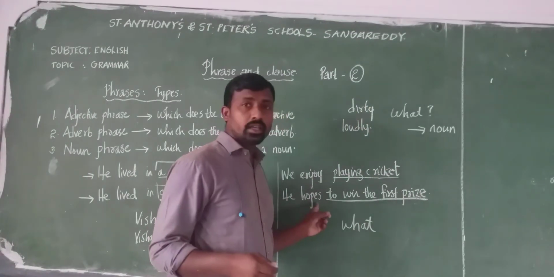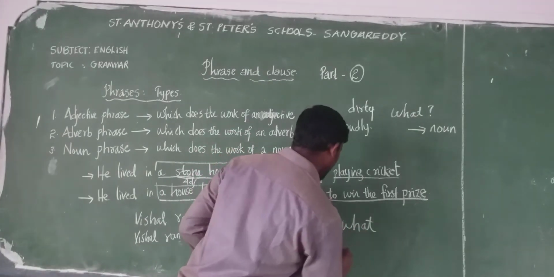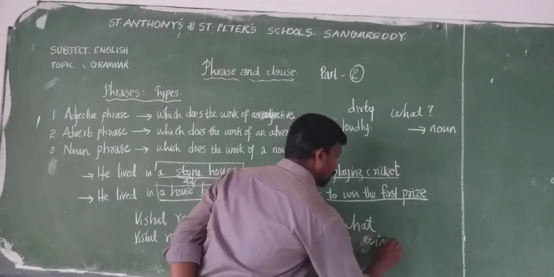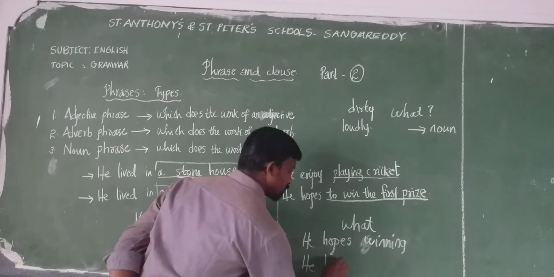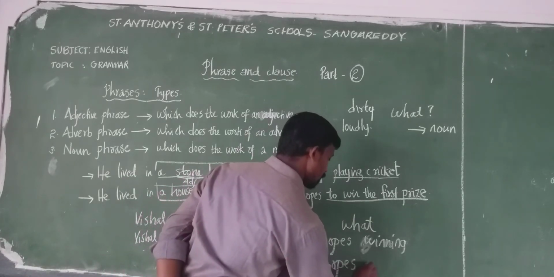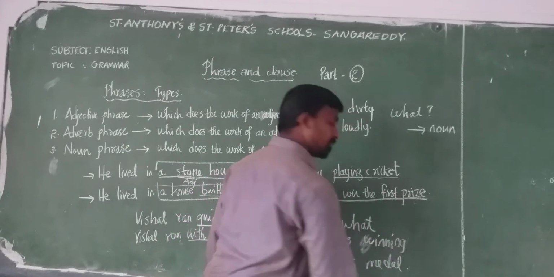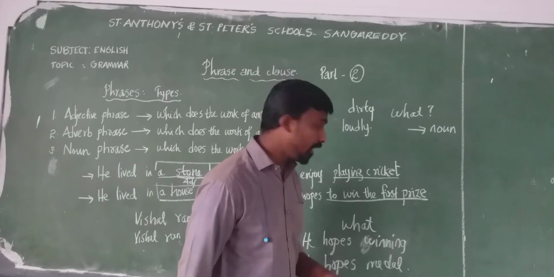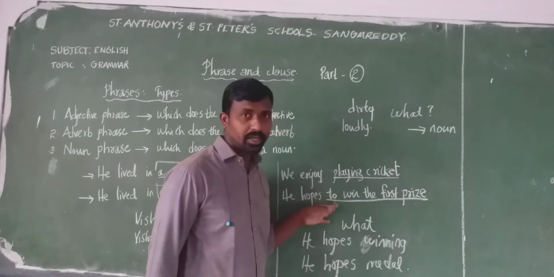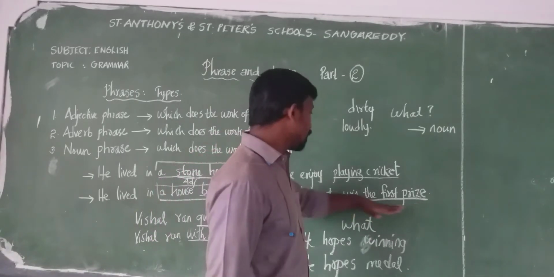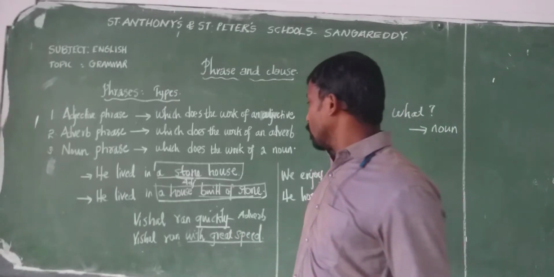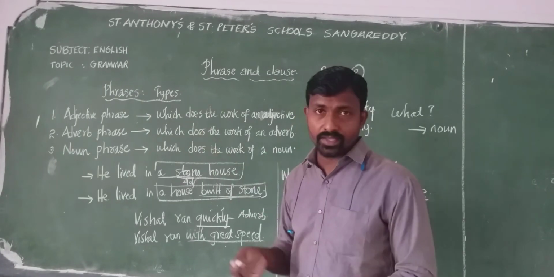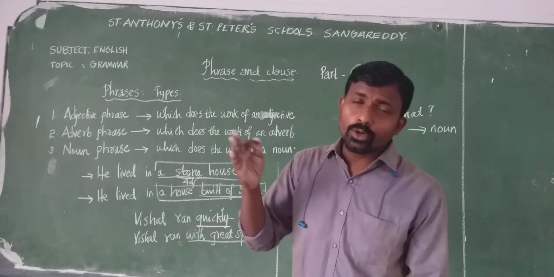So instead of this, I can write he hopes winning. If I write only one word, see, he hopes winning, or he hopes medal, or something like that I can write. So this is only a single word, but I am elaborating it as to win the first prize, etc. Though the matter is going to be the same, we have made some modifications in the sentence. So the part which is underlined here can be called a noun phrase. If you observe, the duty of phrases, especially adjective, adverb and noun phrase, is just to elaborate the things without changing the meaning.